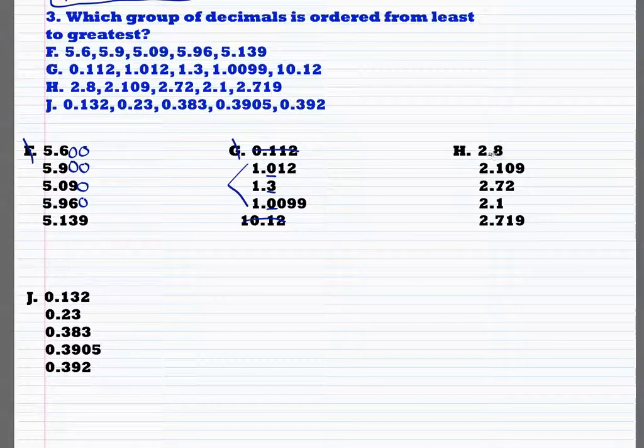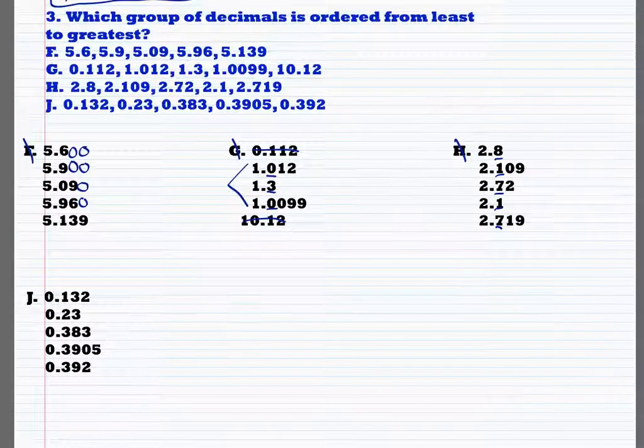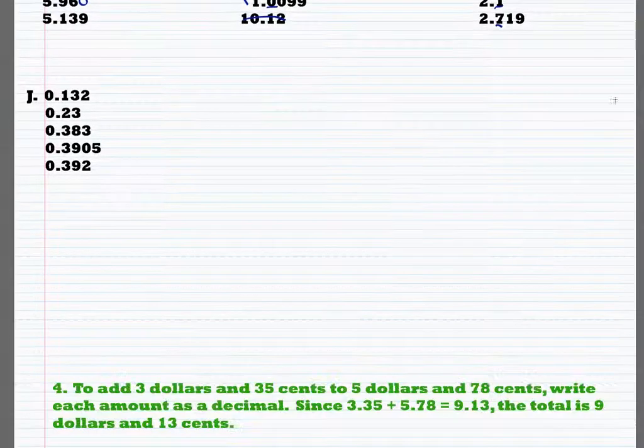For H, again, the first digit in the 1s place is all 2, so it doesn't help me out at all. Move on to the next place, which is the tens place. And I can see that the numbers are not in order. 8, and then 1, 7, 1, 7 doesn't work. H isn't the answer. So, with all that being said, obviously J has to be the answer.